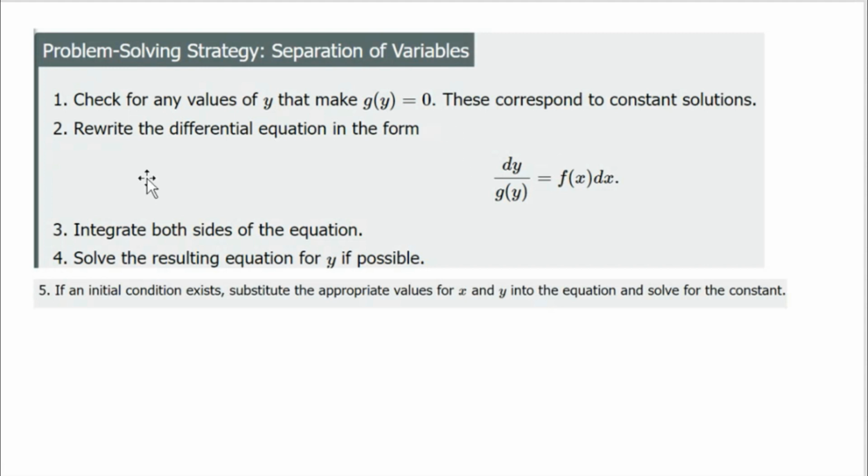Number two, rewrite the differential equation in the form of dy over g of y is equal to f of x dx. So in this form, we combine together all y and we combine together all in terms of x. After that, we have to integrate both sides of the equation. Then step number 4, solve the resulting equation for y if possible. And number 5, if an initial condition exists, then substitute the appropriate values for x and y into the equation and solve for the constant.